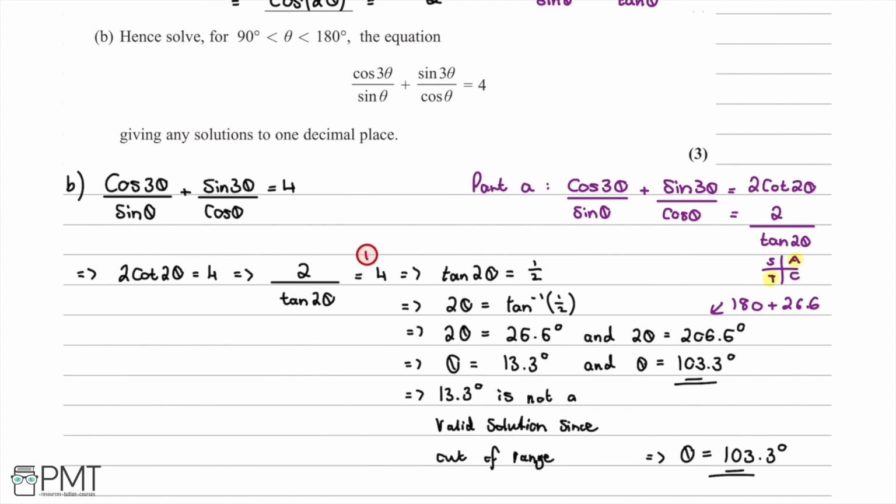We then pick up our second mark for getting to the stage where we knew to do arctan. So where we had that 2 theta was going to be equal to tan to the power minus 1, and then putting a half in. And we then receive our third and final mark for coming to the correct conclusion of 103.3 degrees, noting that 13.3 is out of range. So we need to remember this statement here and then concluding with our value of theta, 103.3 degrees.